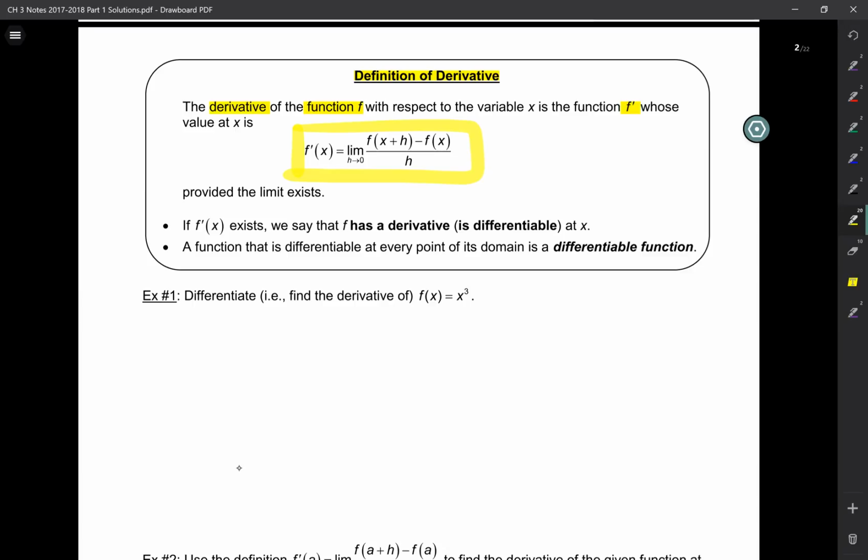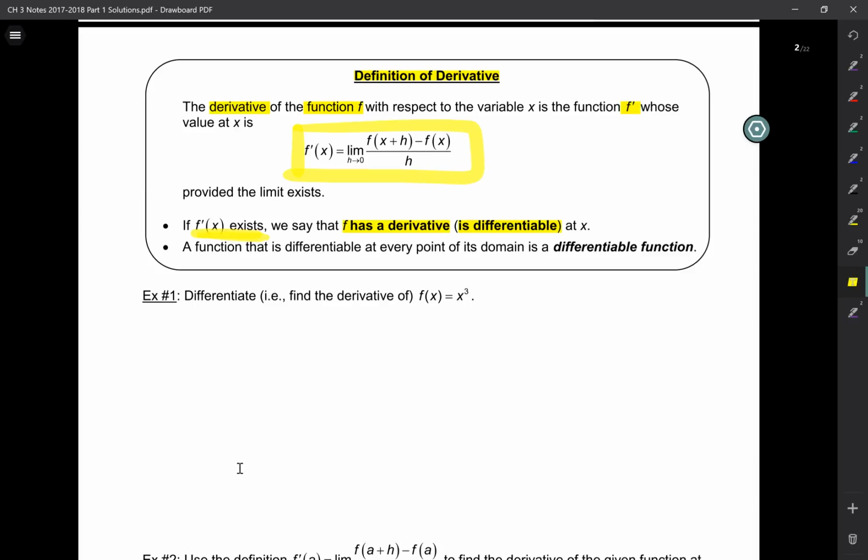Now, there are lots of functions to which you can find the derivative. There are some functions to which you cannot find the derivative at a certain point. If f prime of x exists, then the wording is f has a derivative. Another way to say it, f is differentiable at x.